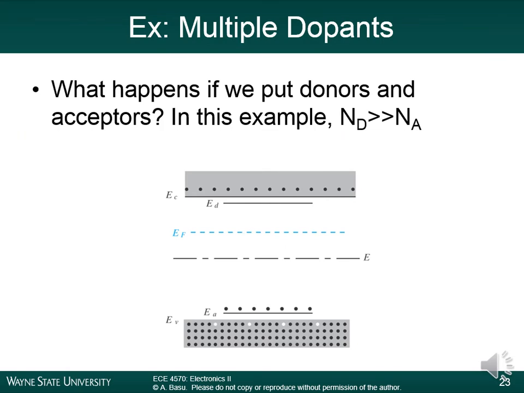So if you don't have a one-to-one relationship, in this example, let's say Nd is much greater than Na. You dope with a certain density of acceptors, like 10 to the 14th, let's say, and then you dope with a much higher concentration of donors. What's going to happen? Is it going to be N-type or P-type? It'll be N-type, right. Whatever has a higher doping concentration is the type the material will become.